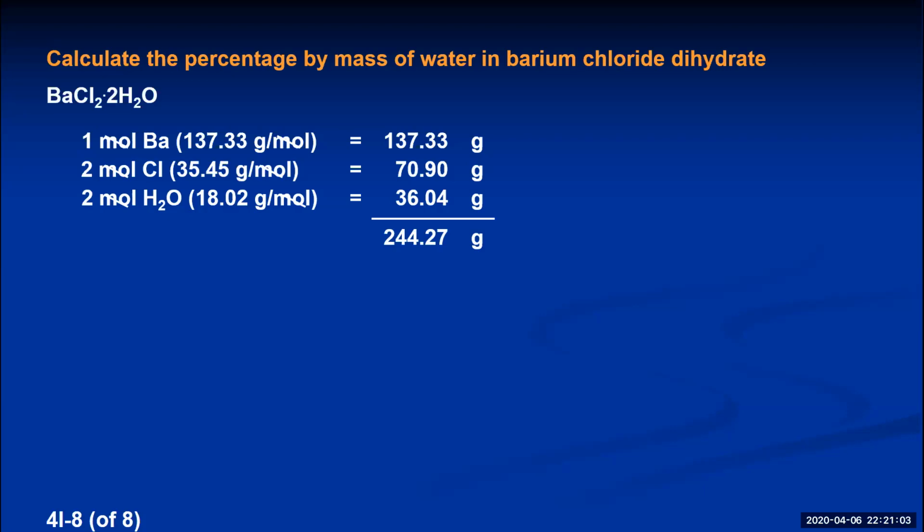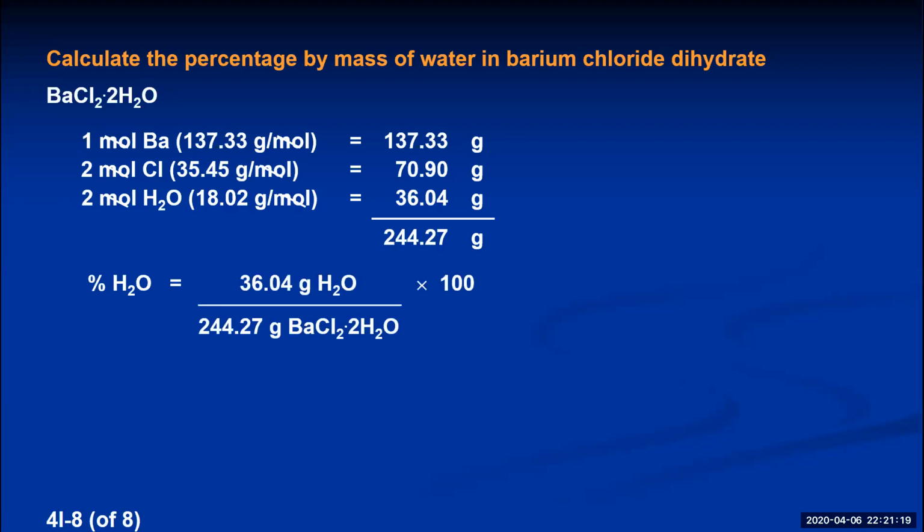And now to calculate the percentage of water, the fraction should be apparent here. It's 36 grams of water out of the 244.27 grams of the entire compound. So your percentage of water will be 36.04 grams of water divided by 244.27 grams of barium chloride dihydrate, and then multiplied by 100. I've got a 4 significant figure number divided by a 5 significant figure number, so my answer will be rounded to 4 significant figures. And so we can theoretically say that barium chloride dihydrate contains by mass 14.75% water.